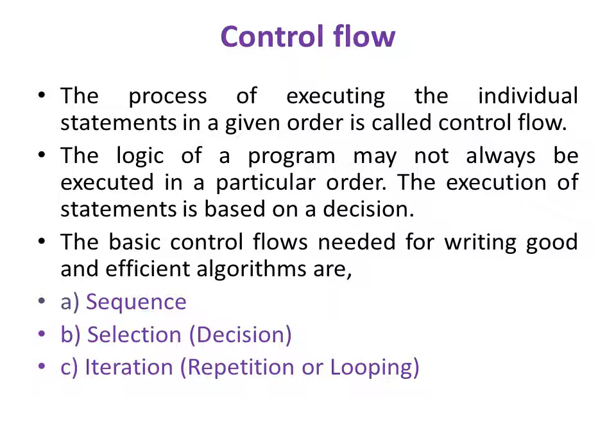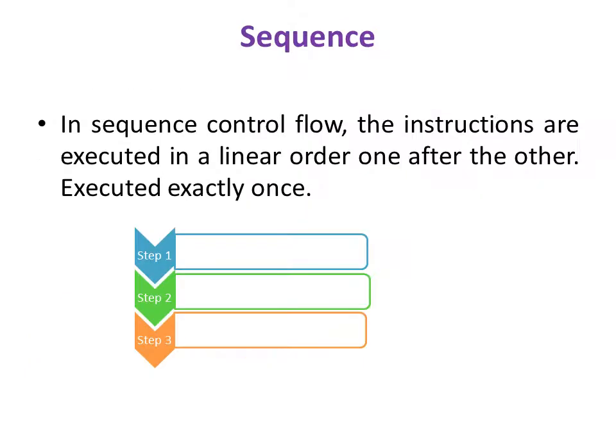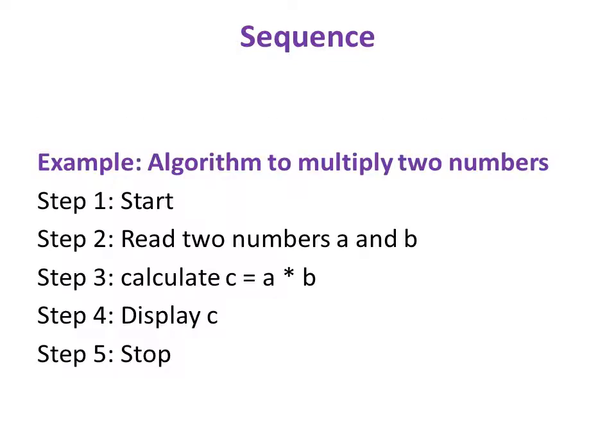Control flow represents the order in which the statements are executed. It can be classified into three. In a sequence control flow, all the instructions are executed one by one, and each and every instruction is executed exactly once. This is an example of a sequence statement.